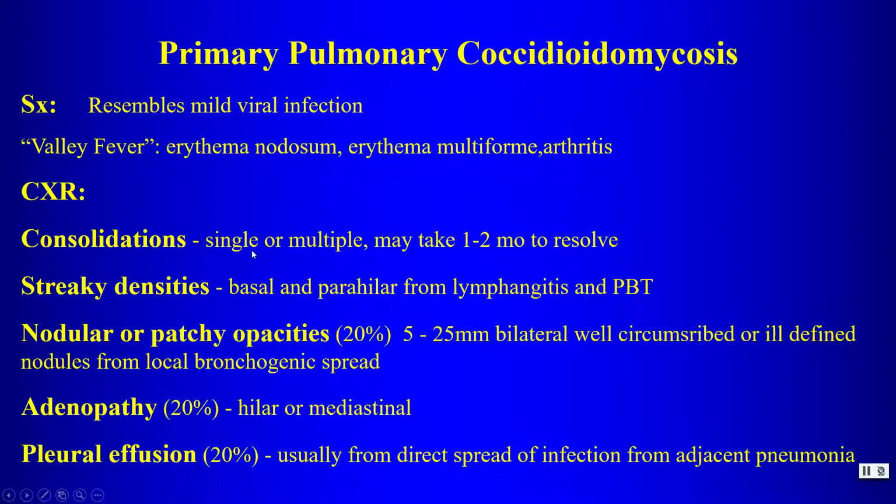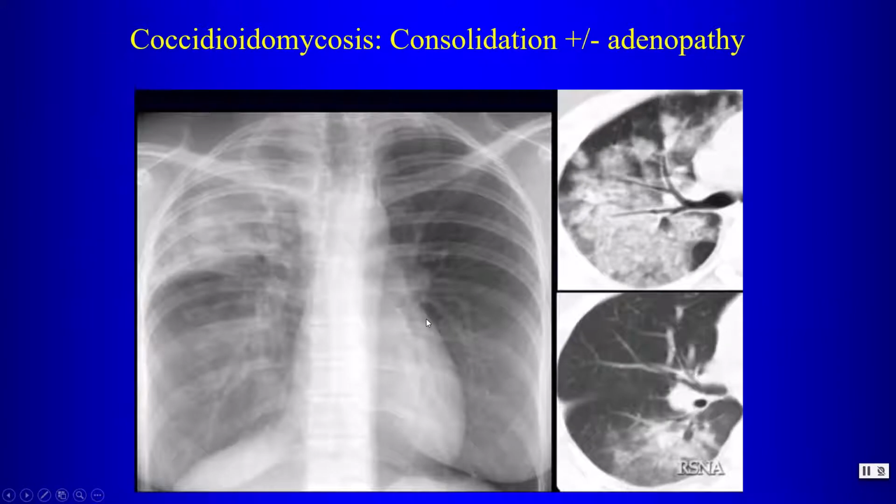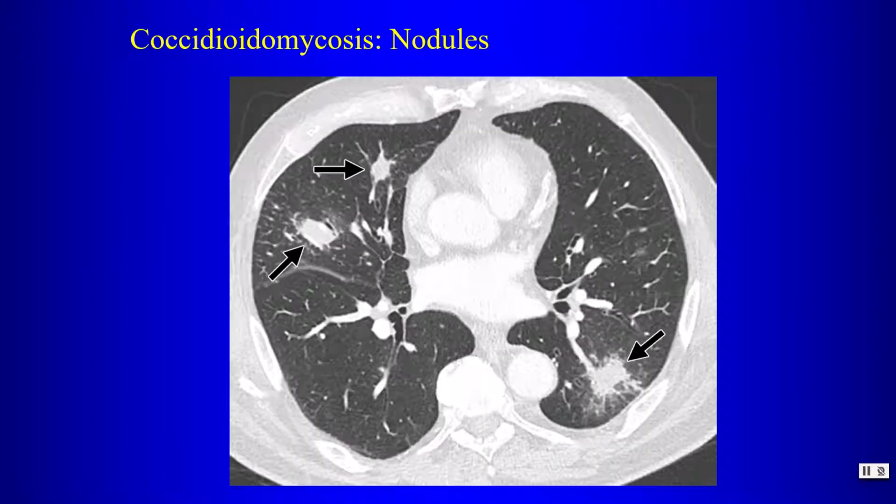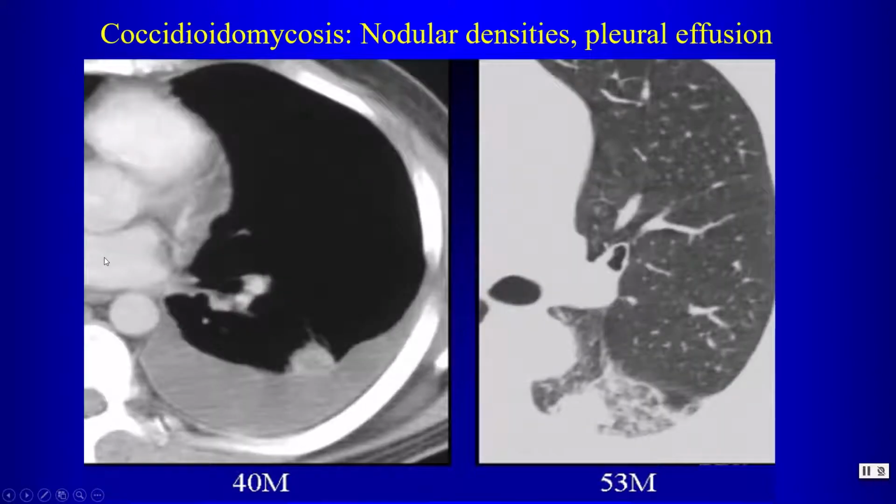On imaging, they might have consolidation, streaky densities, nodular or patchy opacity. Some might have lymphadenopathy, and some might develop pleural effusions. So consolidations, plus or minus lymphadenopathy, can occur with this fungal infection, as with many of these fungal infections. And again, we might get nodules, like we might with any of these other fungal infections.